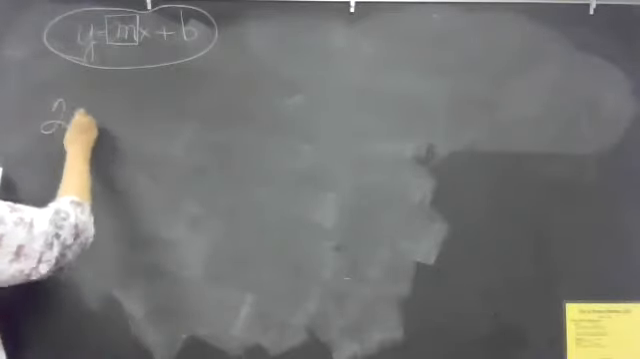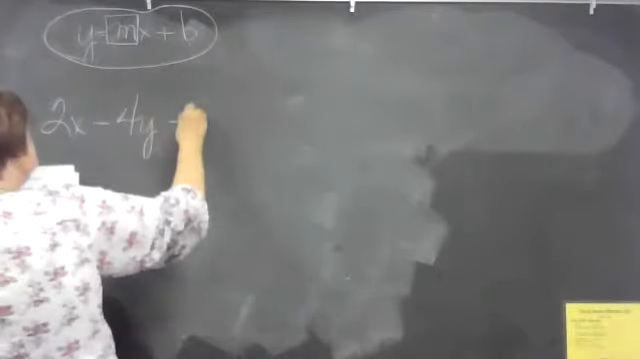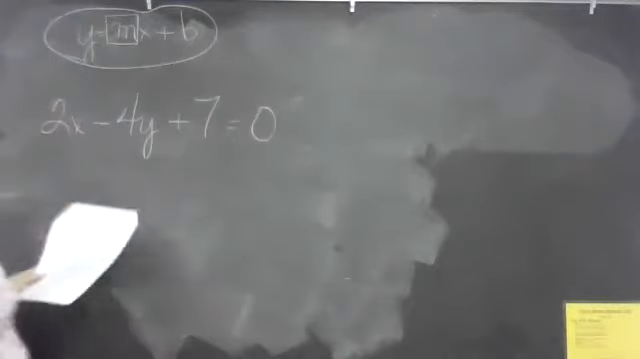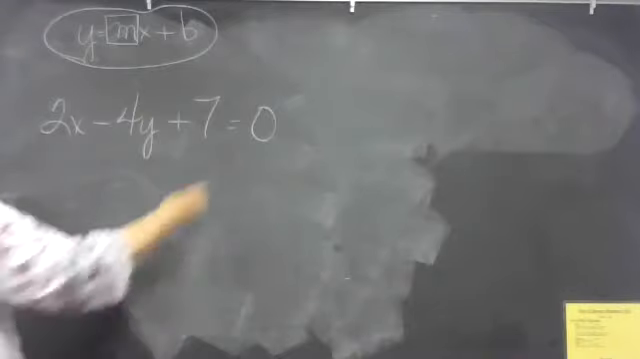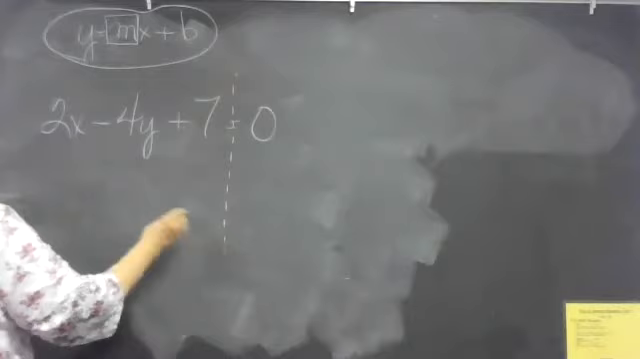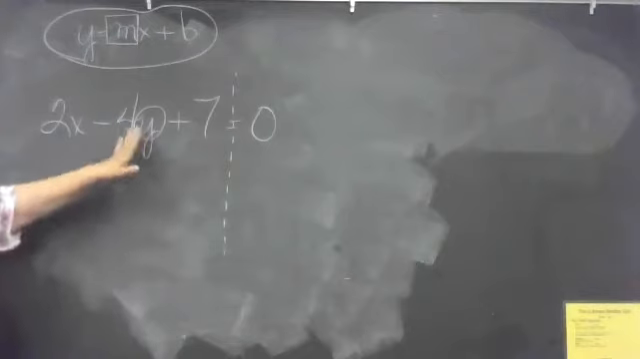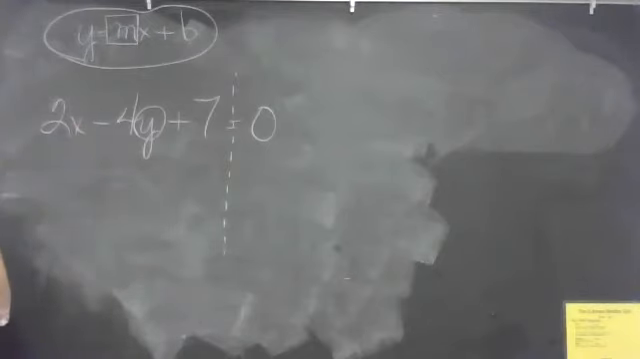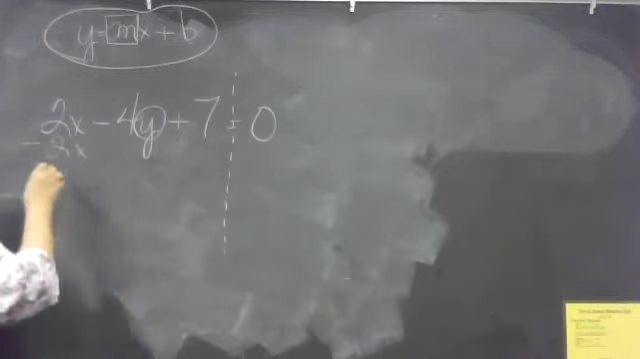So number 1 on your worksheet for today is 2x minus 4y plus 7 equals 0. Draw the line down through the equal sign. This is what we've been doing since day 1. And circle what we're trying to solve for. That means everything that's not circled on this side, we're going to get rid of. So the first thing I think we should get rid of is this 2x. That's the one that's kind of new to all of you. So let's subtract that 2x. I want it completely gone.